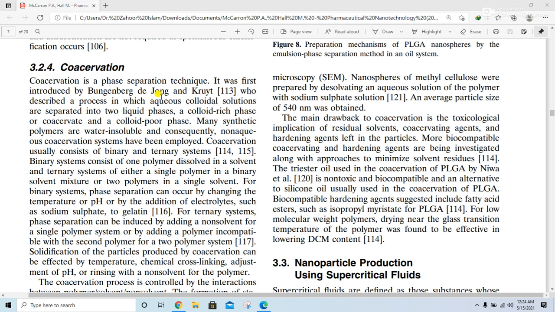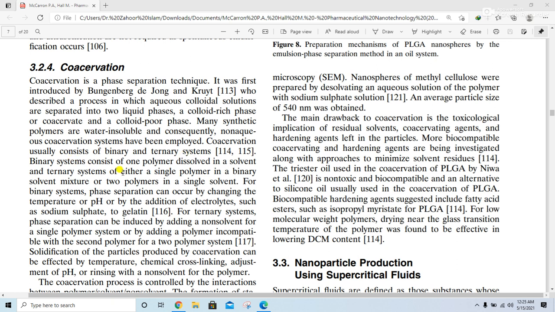Bungenberg de Jong and Kruyt, who described a process in which aqueous colloidal solutions separate into two liquid phases. One is the colloid-rich phase, or coacervate, and the other is the colloid-poor phase. Many synthetic polymers are water insoluble, and consequently non-aqueous coacervation systems have been employed. Coacervation usually consists of binary and ternary systems.